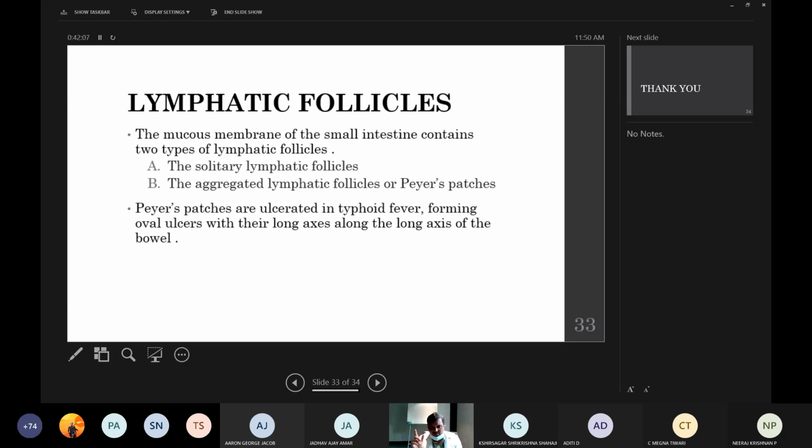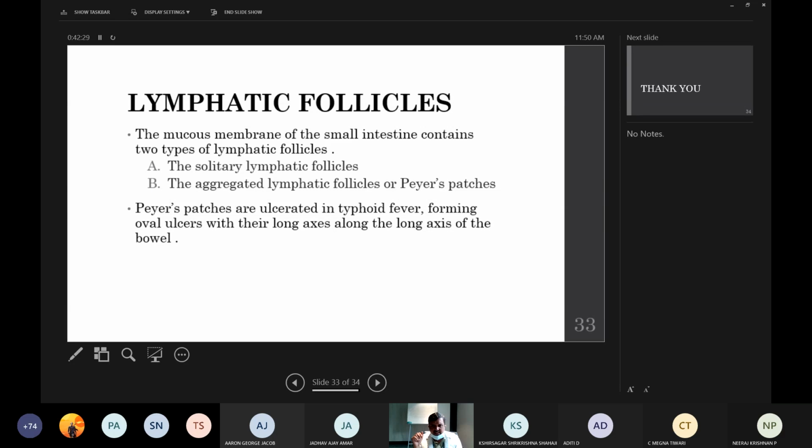The mucous membrane of the small intestine contains two types of lymphatic follicles. Solitary means single. Aggregated lymphatic follicles are called Peyer's specks. Understand? Aggregation of the lymphoid follicles: 3 or 4 lymphoid follicles aggregate and form a large lymphoid follicle. That is called the Peyer's patches.